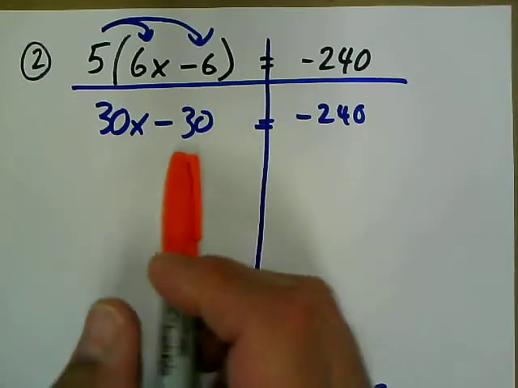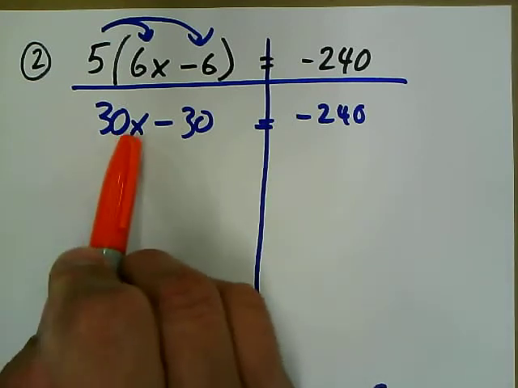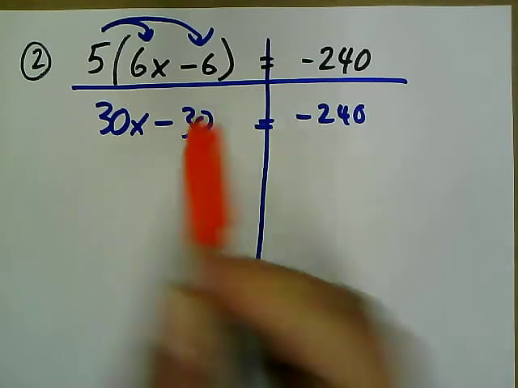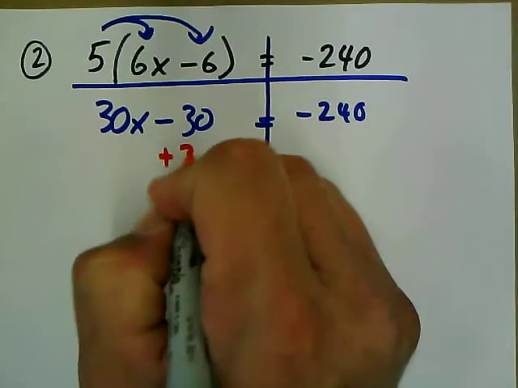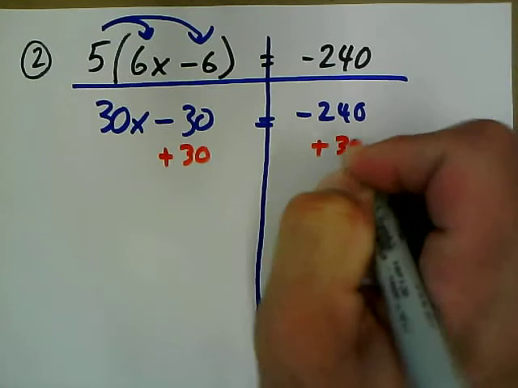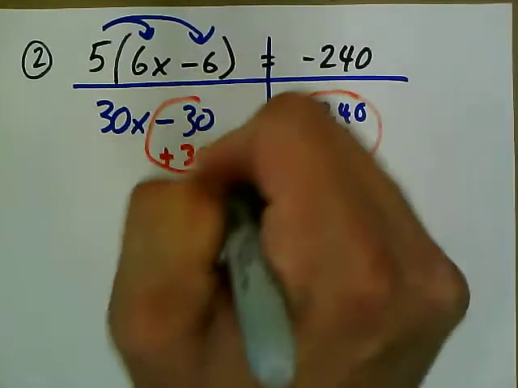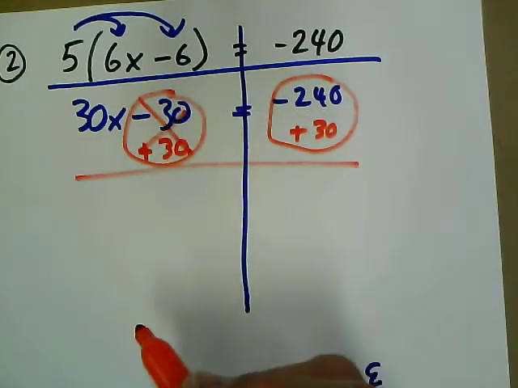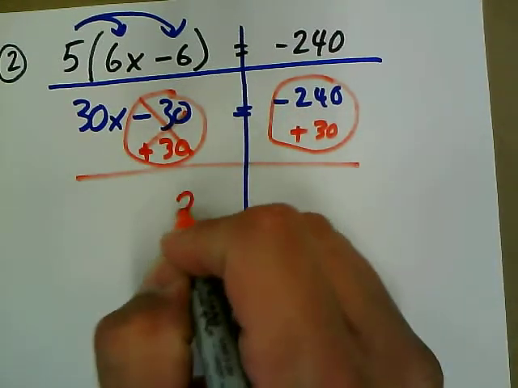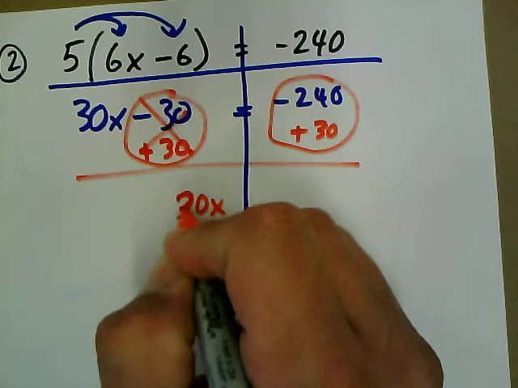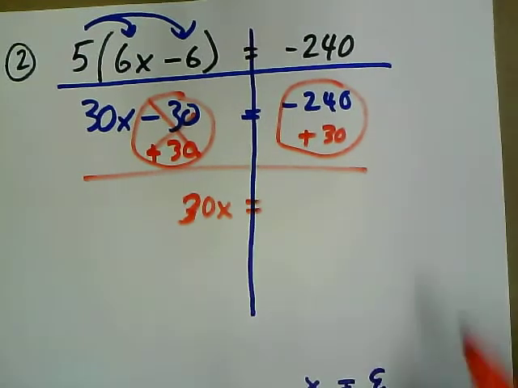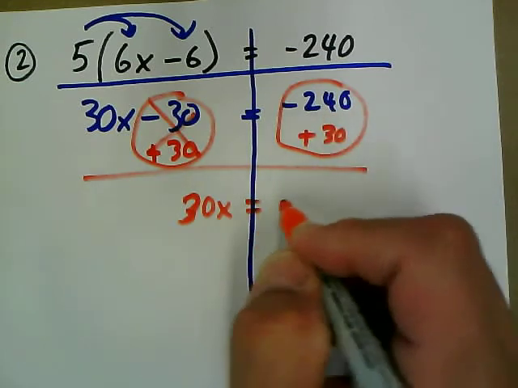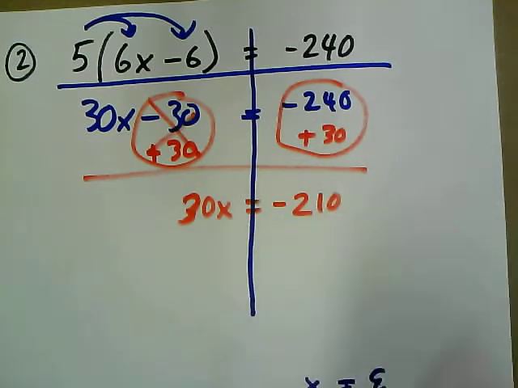We move on to what's added or subtracted. That 30 is multiplied to the x because they are right next to each other, but this is minus 30, so we're going to go ahead and add 30 to both sides of the equation. These opposite operations disappear. We're left with that 30x, and a negative 240 plus 30 is negative 210.